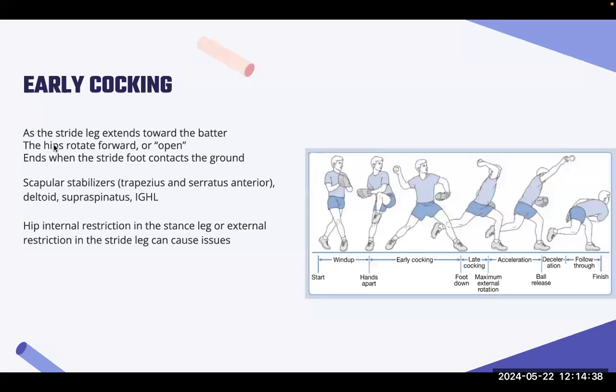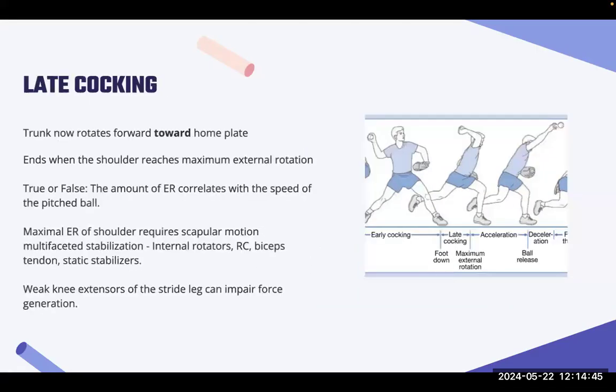Also, we should note that the hips are rotating forward in this phase, but the torso has not yet. And that's going to be important because in the late cocking phase is when the trunk is rotating forward toward home plate. So really, we want to first open up our hips and then rotate our torso. And that's going to be important because if you switch those up, that can lead to injury. And we'll talk about that later, and injuries that can occur.